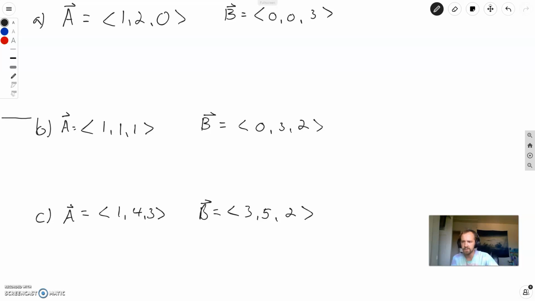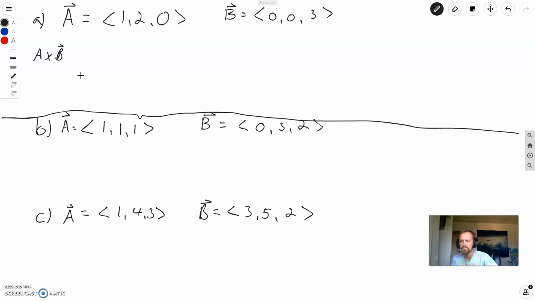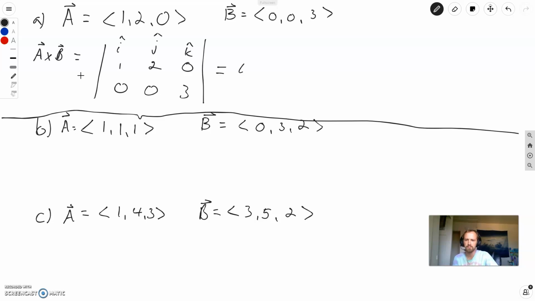So if I want to do this first one here, A cross B, then what I need to do is find the determinant of this matrix. So you put I hat, J hat, and K hat up top, and then we have 1, 2, 0, 0, 0, 3. Okay, now here's how you do it. For the I direction, you're going to do 2 times 3 minus 0 times 0. So I will get 6 minus 0.